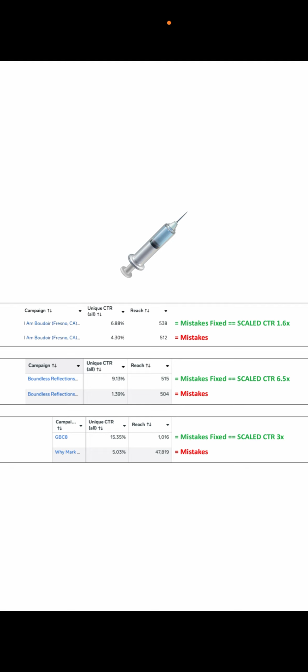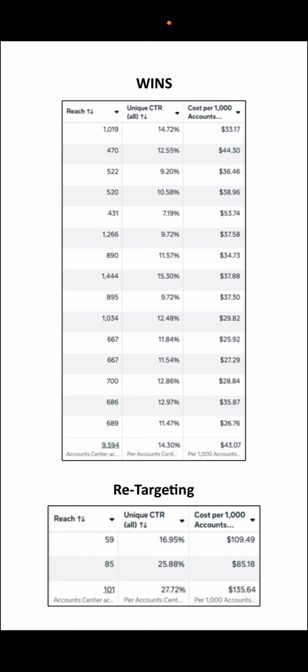Next one going down, they were like 1.39%, like 1.5 out of 100. So I got it up to 9 out of 100 after fixing their mistakes, scaled CTR 6.5x. And the third ad also had some mistakes. They were at 5 out of 100, fixed those mistakes, got them to 15 out of 100, so scaled CTR 3x.